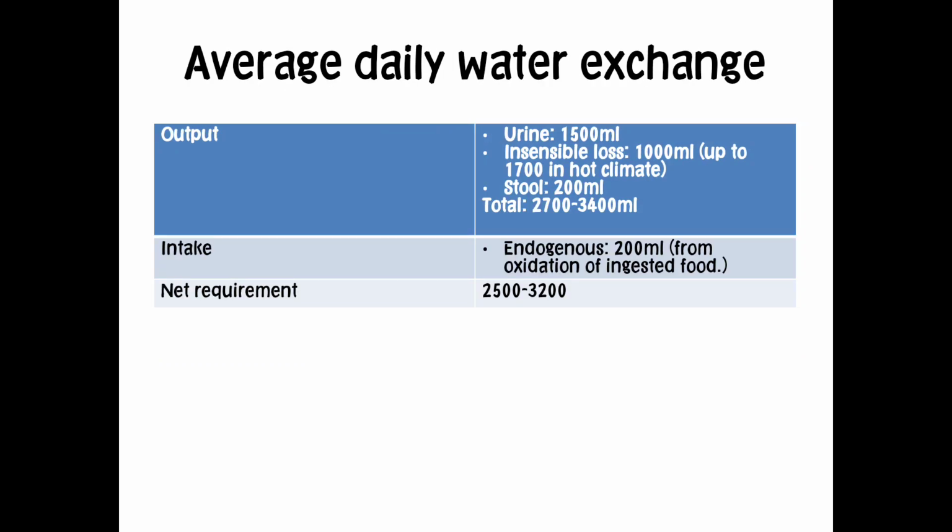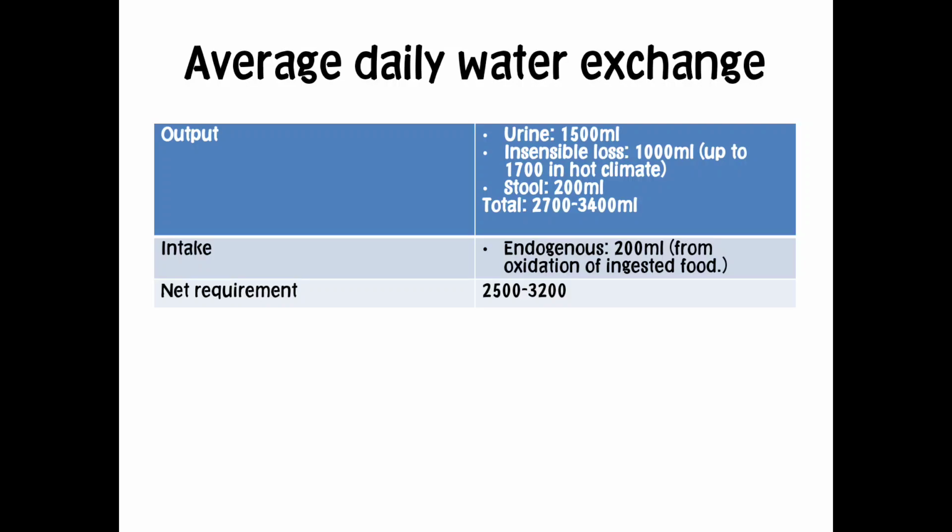On an average day, our body loses water through various mechanisms, that is through urine, which is 1,500 ml. There are also insensible losses in the form of breath and sweat, which is always between 1,000 and 1,700 ml, and then stool, that is 200 ml. And so in total, the total output or the total fluid losses in our bodies are always between 2,700 to 3,400 ml per day. And our intakes are either through oral intake or from metabolism.